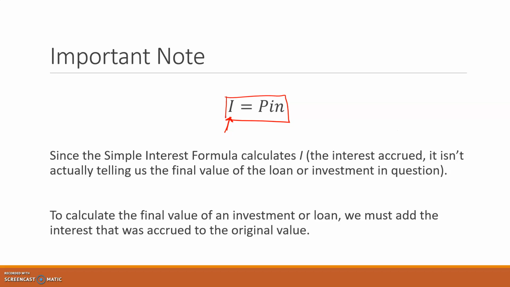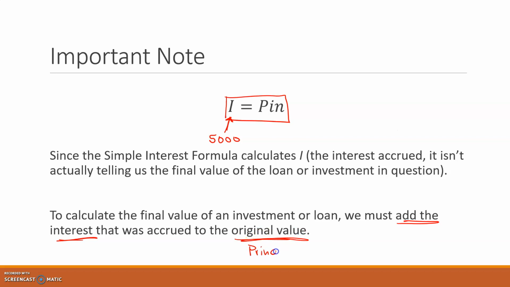So for example, before when I was talking about taking out a loan of $10,000 and then at the end I'm paying back $15,000, that means in that case that I was equal to 5,000 because the value of the loan increased by $5,000. Okay, but that's not telling me how much I paid back in the end, is it? To really do that, to calculate the final value of an investment loan, we must add the interest. So we have to add the interest that was accrued to the original value.